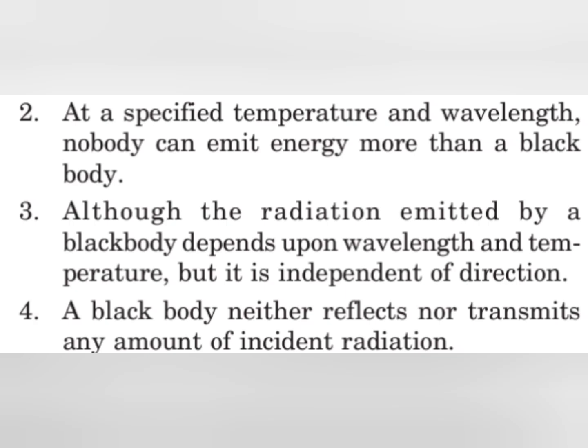A black body neither reflects nor transmits any amount of incident radiation. It never reflects or transmits. It's a perfect absorber and emitter, so it cannot reflect or transmit. These are all the four properties of a black body.